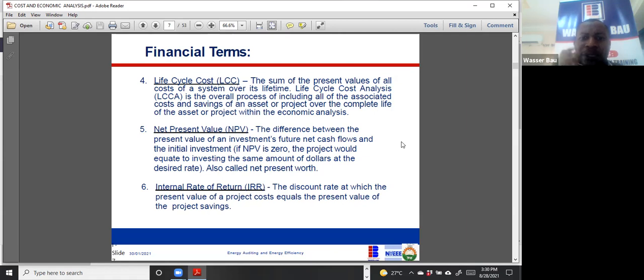But there's another important thing about the net present value. Whenever the net present value is 0, it means that the project will equate the investment and the cost.